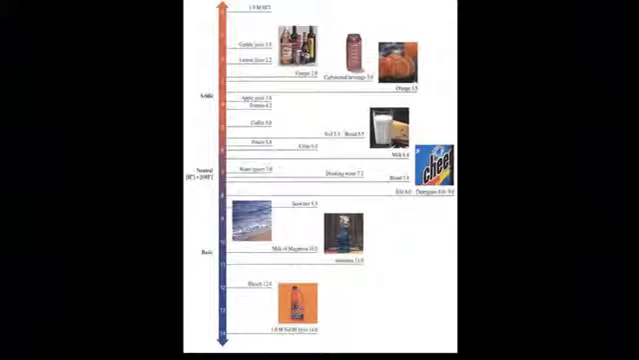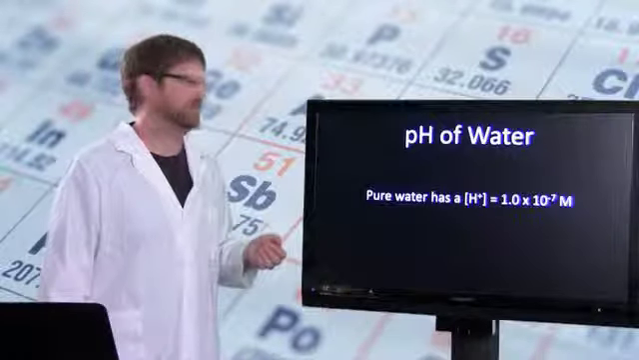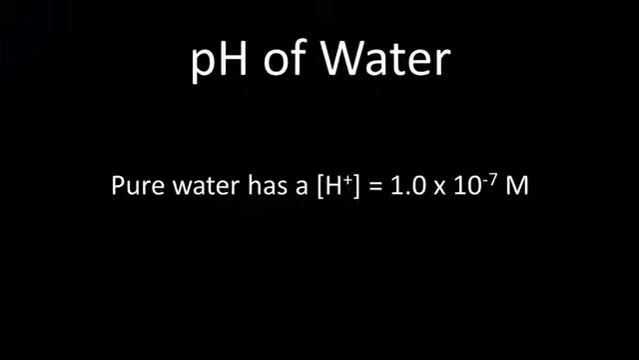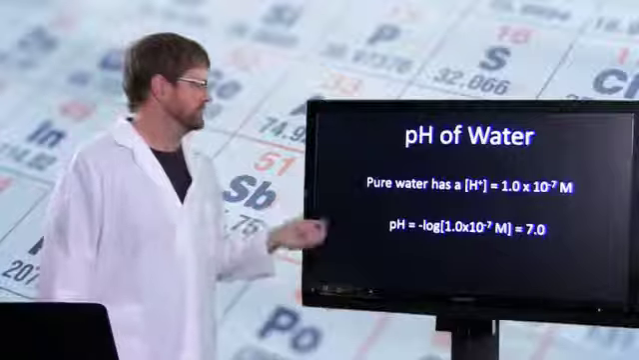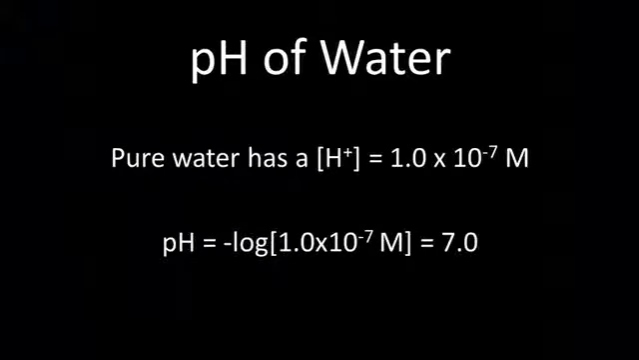basic solutions. Now, to better understand, let's figure out the pH of water. Pure water has a proton concentration of 1.0 times 10 to the minus 7 molar. Now, we plug this into the equation, minus log of 1.0 times 10 to the minus 7 molar. We're left with a pH of 7.